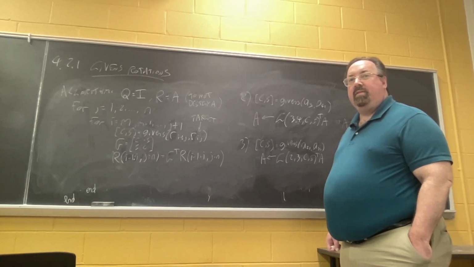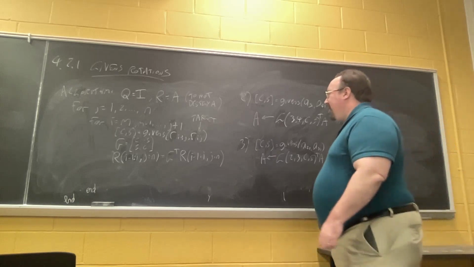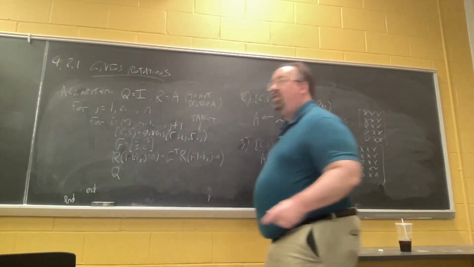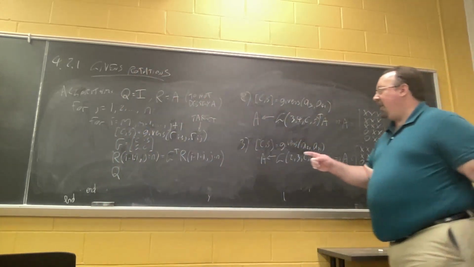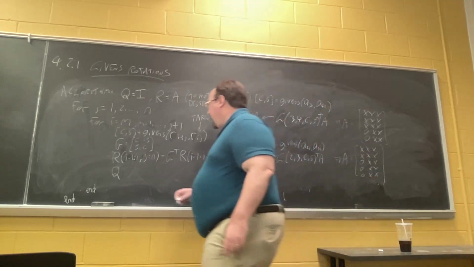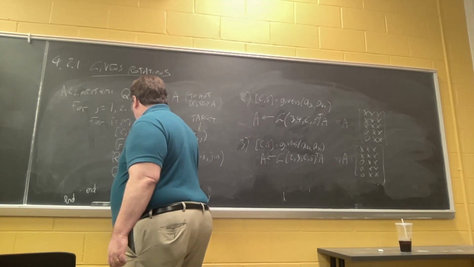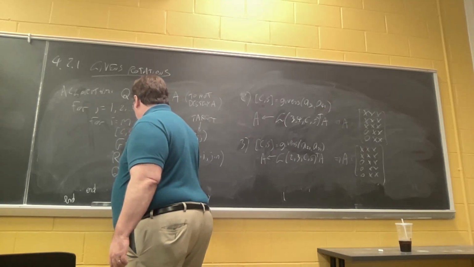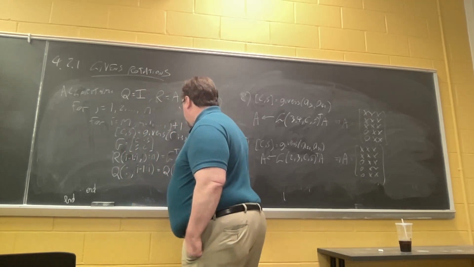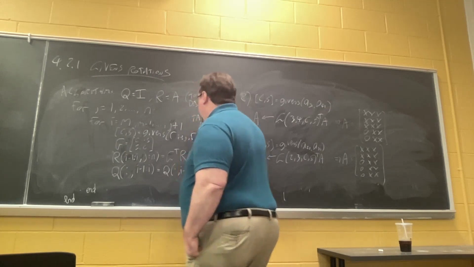We need to update Q at this point. I'm about to show you how. With Q, we're going to apply this Givens rotation on the right instead of the left. When you multiply a Givens rotation on the left, you're rotating rows. Here we're rotating columns, the entire column. So those columns will be equal to themselves times G with no transpose.